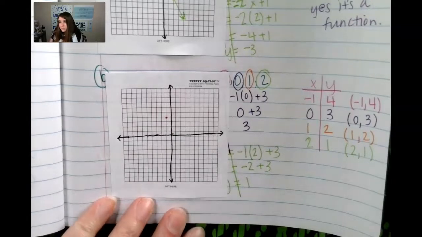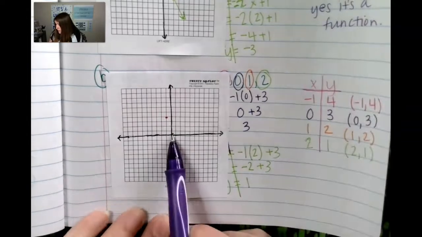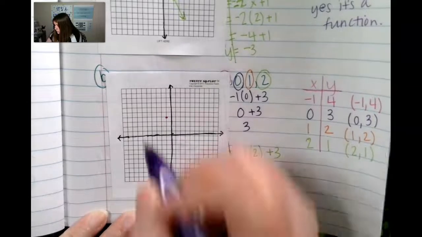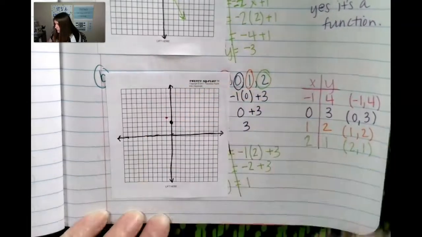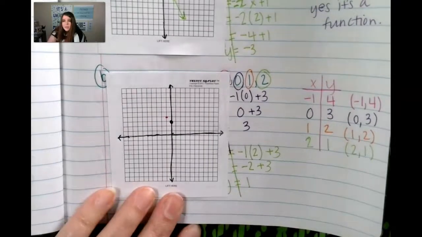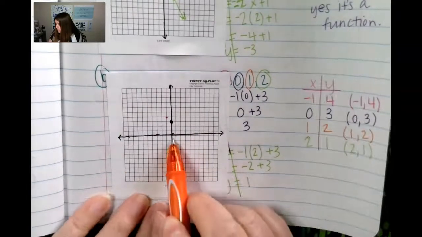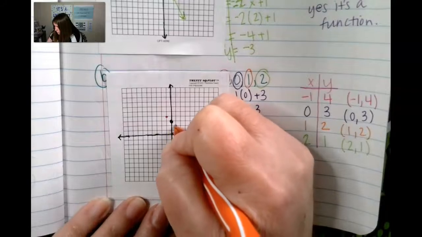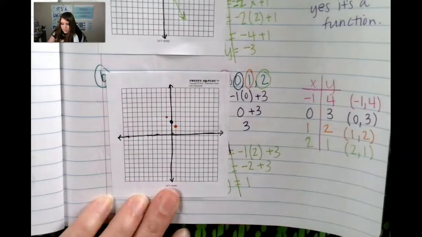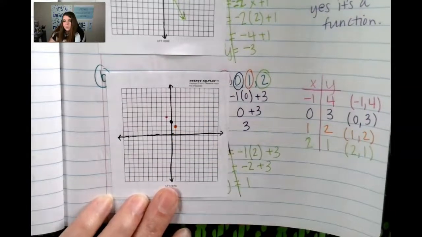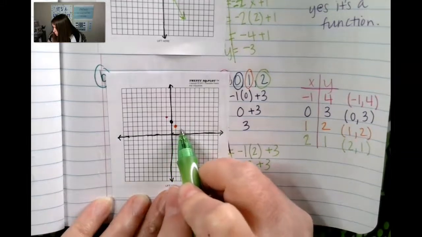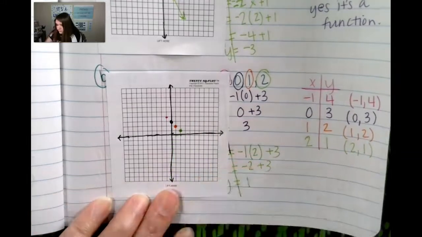My next point is 0, 3. So again, I'm starting at 0. I'm not going anywhere. And then I'm going to go up 3. 1, 2, 3. There's a dot. Next one is at 1, 2. So back to the origin. Go over 1 and up 2. 1, 2. And the last dot is at 2, 1. So I'm going to go over 2, 1, 2. And up 1. Put my dot.